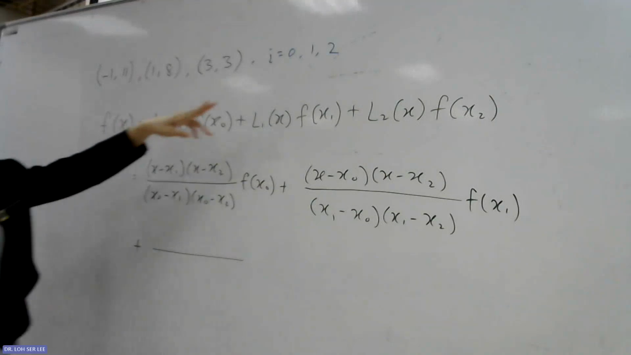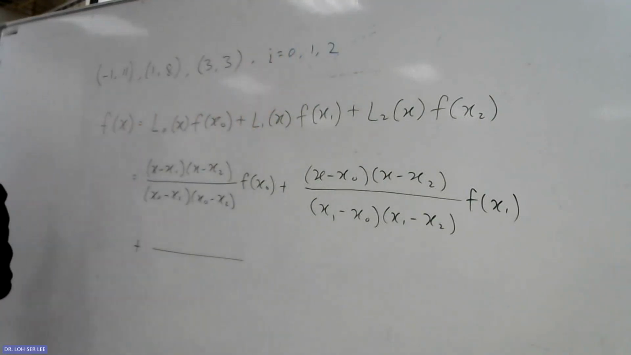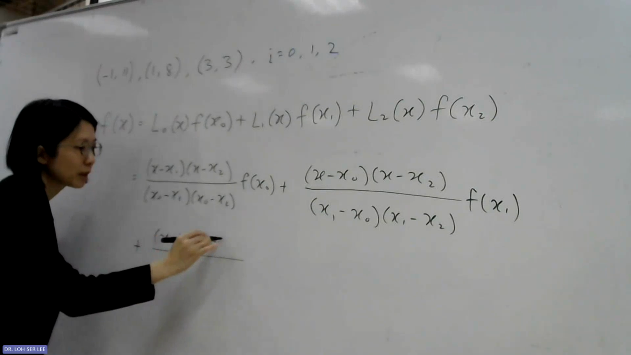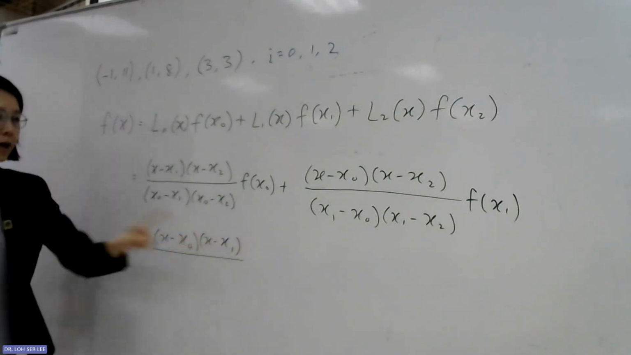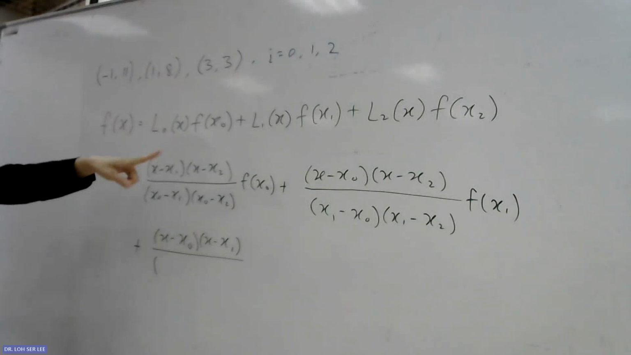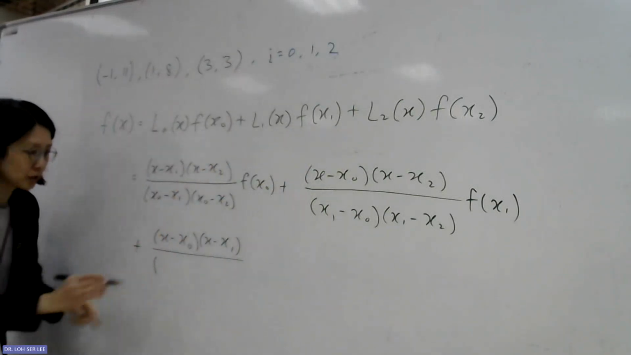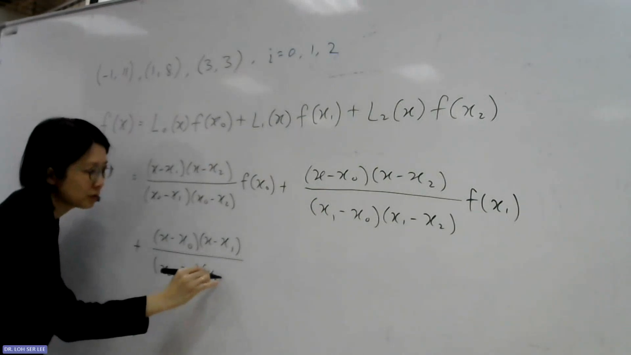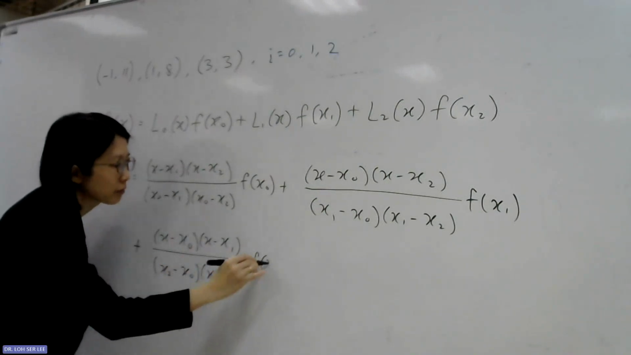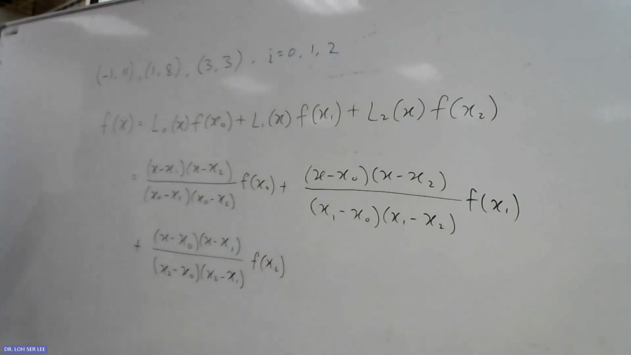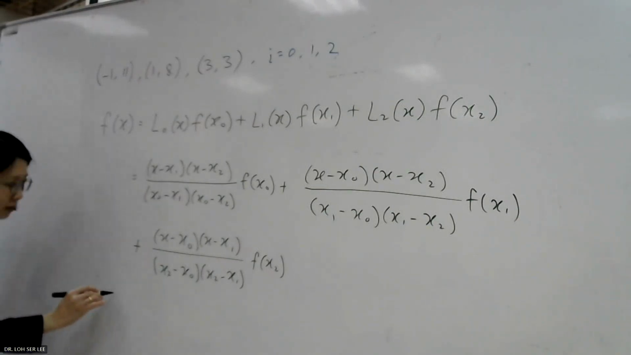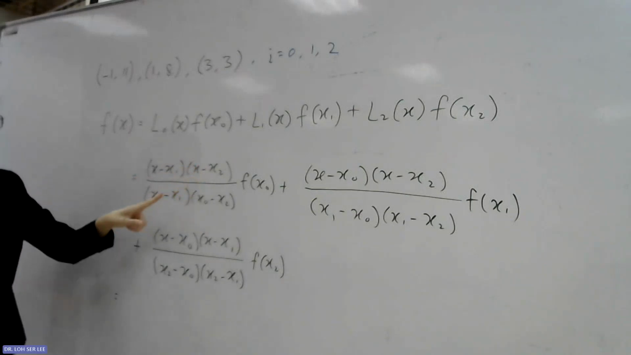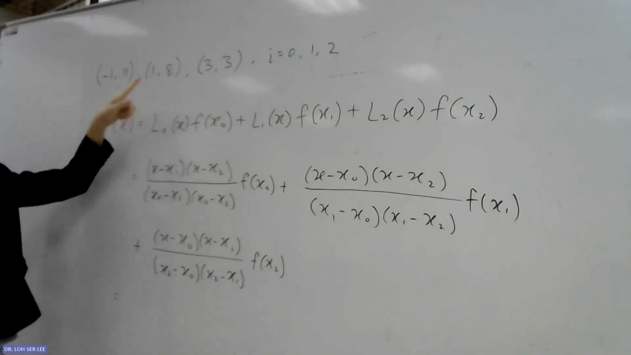For the third term, i is 2, so j is 0 and 1. This means x minus x0, x minus x1. I is 2, so this one will be x2 minus x0, and below this x2 minus x1, times f(x2). Once you get this, you can start to replace the x1, x2, x0 from here.